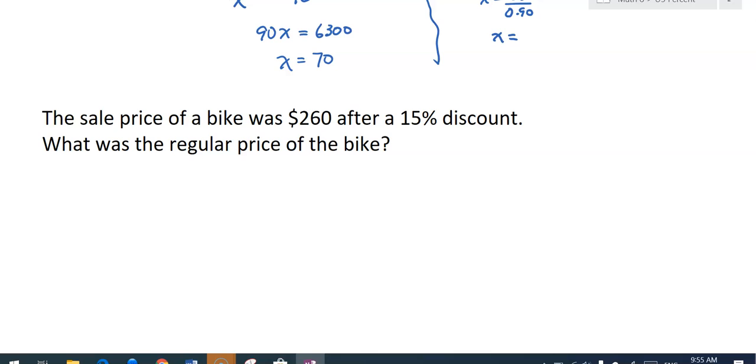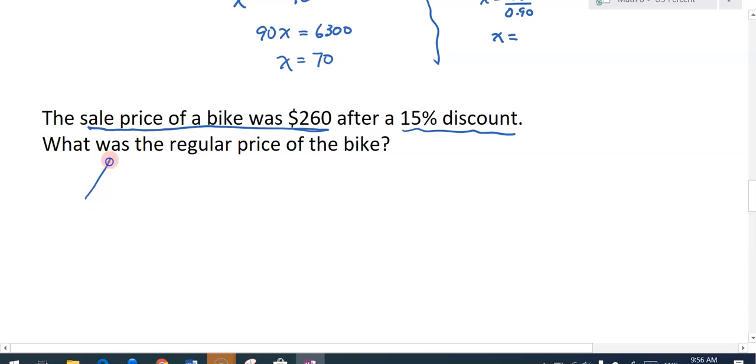The sale price of a bike was $260 after a 15% discount. What was the regular price of the bike? This is a question where what I taught you earlier really helps, because we can't take 15% of something. We don't know what the discount was. We just know the sale price. And since we know the sale price, we know what we paid for. We do not know how much we saved, right?